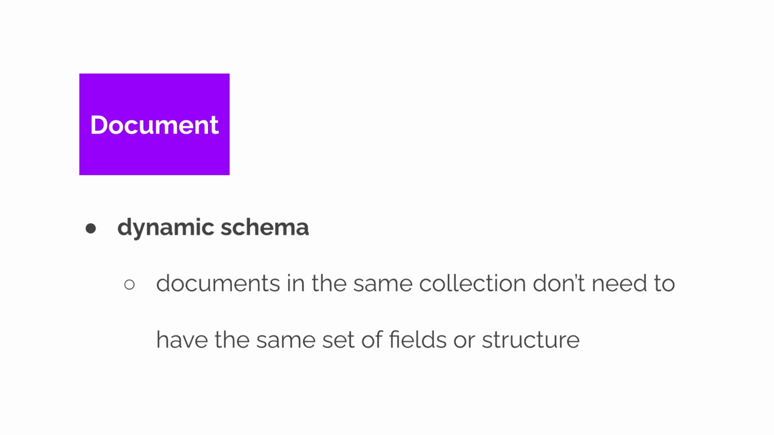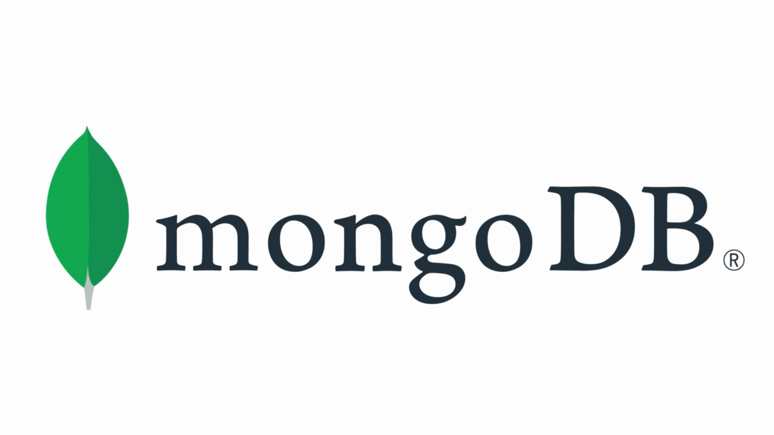For example, a student might have a first name and a last name, but another student might have a first name, a middle name, and a last name. The two students don't have to have the same properties. And that is an introduction to what is a MongoDB NoSQL database.